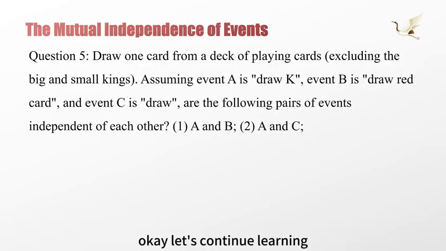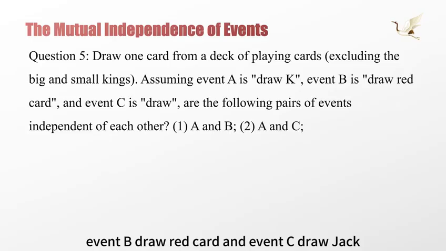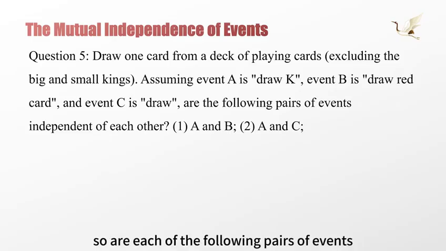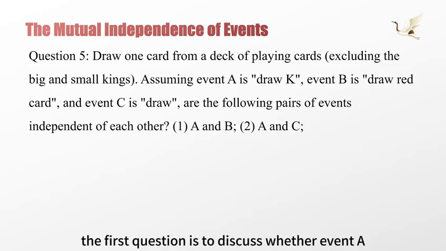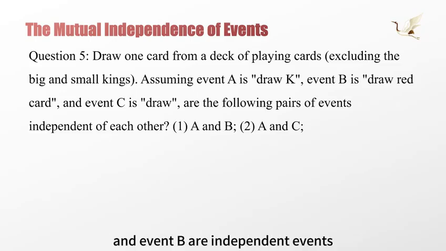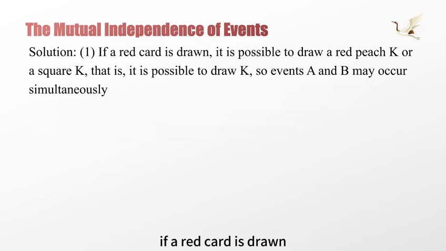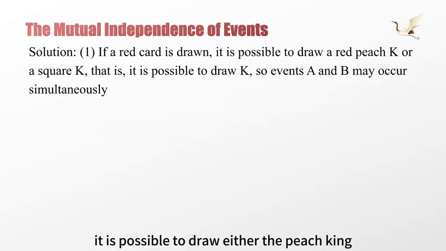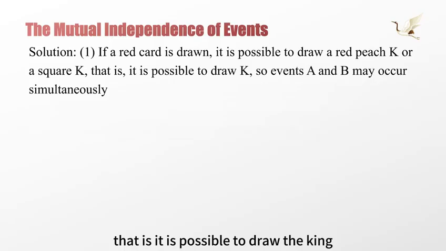Okay, let's continue learning. Please refer to question 5. A deck of playing cards, we remove the big and small kings, and take any card from this deck. Let event A be drawing a king, event B be drawing a red card, and event C be drawing a jack. So are each of the following pairs of events independent of each other? The first question is to discuss whether event A and event B are independent events. Event A is to draw a king. Event B is to draw a red card. If a red card is drawn, it is possible to draw either the king of hearts or the king of diamonds. That is, it is possible to draw a king, so events A and B may occur simultaneously.